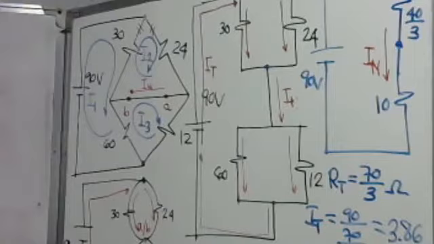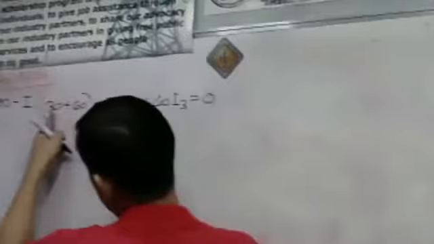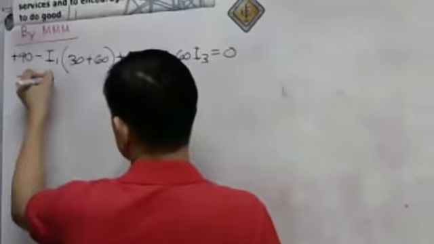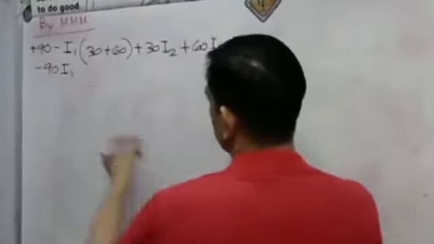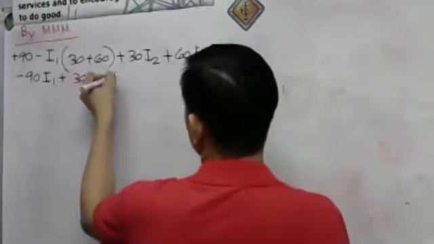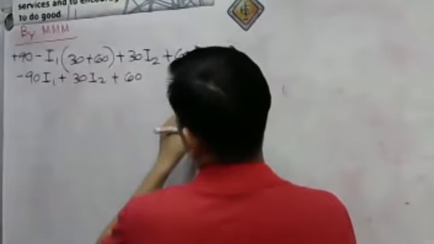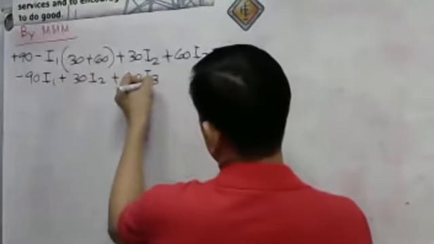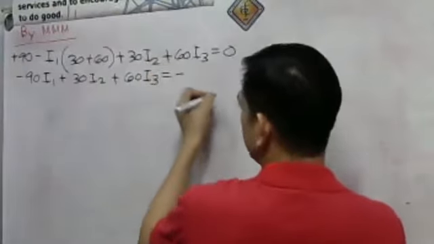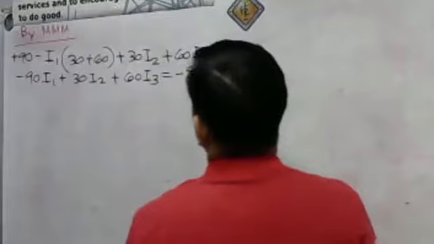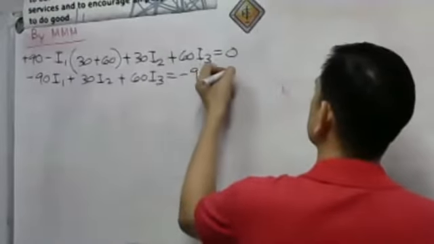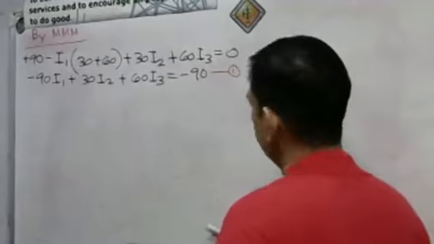Okay, let us simplify this, guys. We have 30 plus 60, so we have 90, so that is negative 90 I sub 1. Then we have plus 30 I sub 2, then plus 60 I sub 3. That is equal to, let us transpose the positive 90, it will become negative 90. So we have here equation number 1.